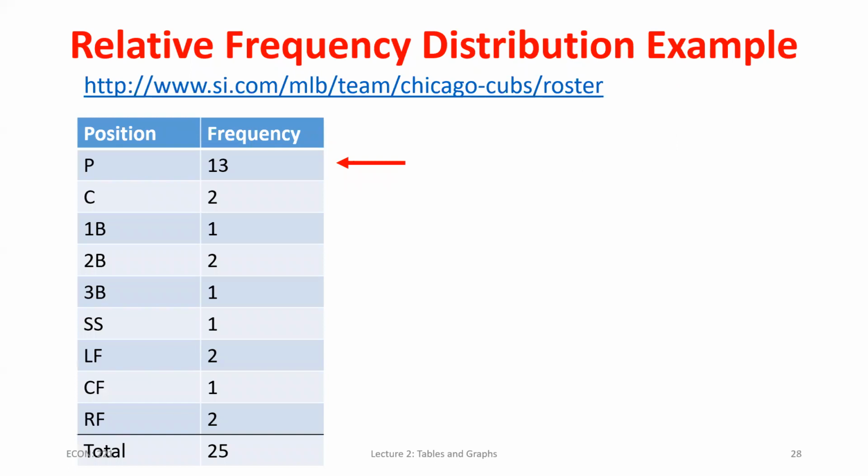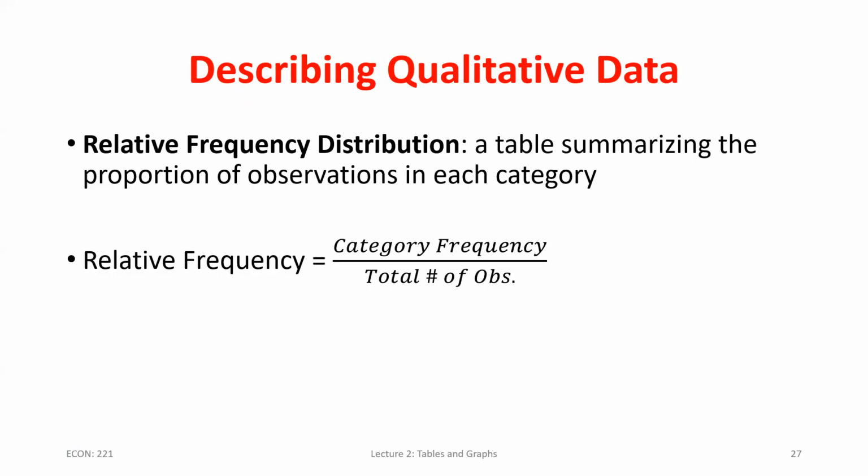So we go back and think about a baseball team's roster data. We have all these different positions, like we said. This could be a company with 9 different positions in a company. We've got a total of 25 players here. So all we're going to do is take each category's frequency and divide it by the total number of observations.